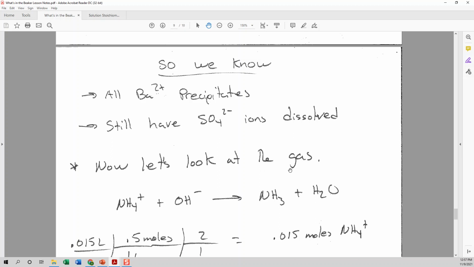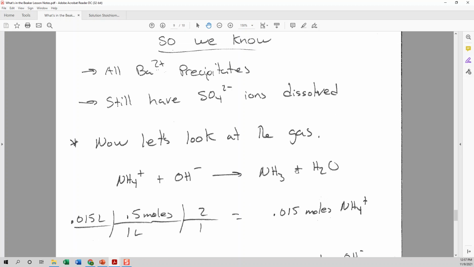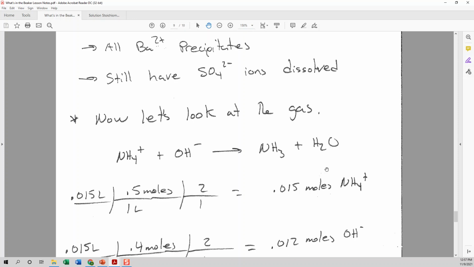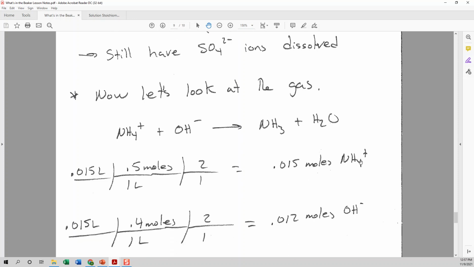So now let's look at that formation of a gas. So the ammonium and the hydroxide, they react in a 1-to-1 ratio as well, because +1 -1. But you don't get ammonium hydroxide, you get ammonia and water, okay? So we got to figure out how many moles of ammonium we have and how many moles of hydroxide. And this is where we got to be careful.